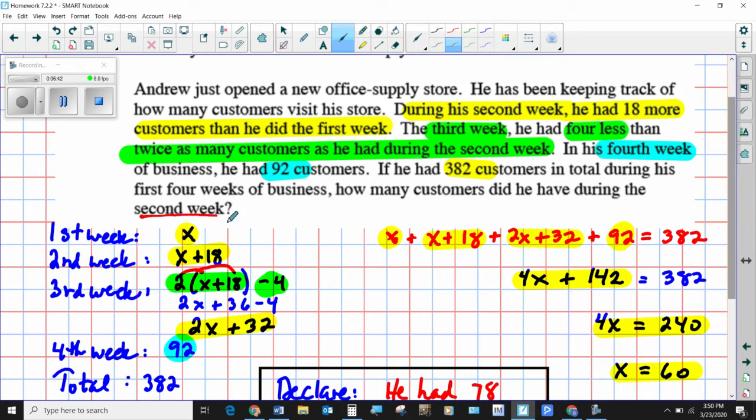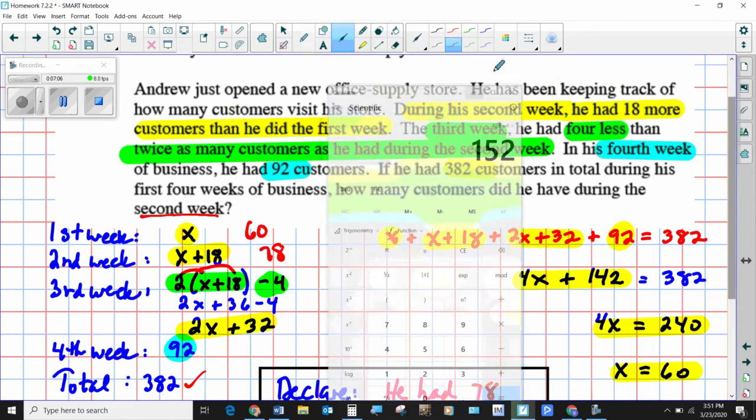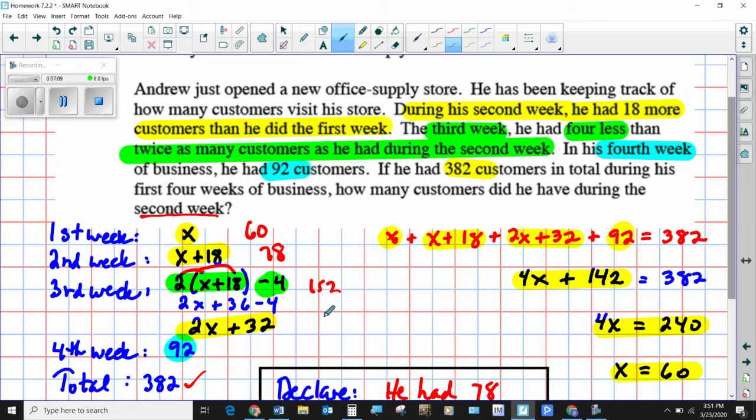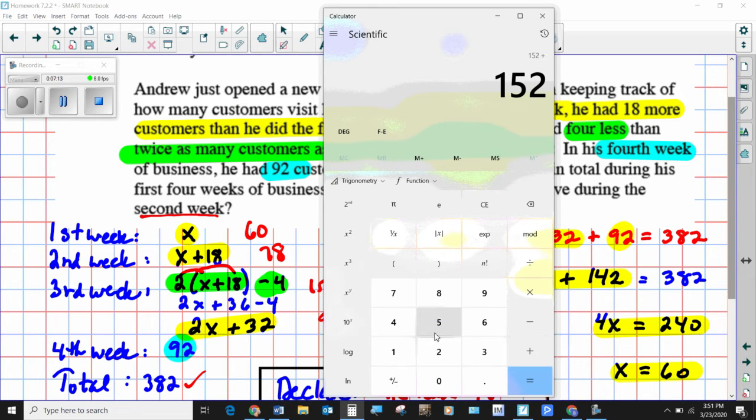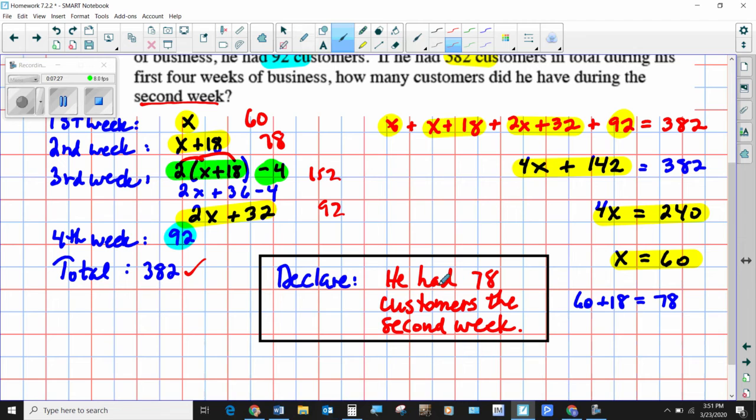We're trying to figure out how many customers there were the second week. So if this is 60, then the second week would have to be 18 more than that, which would be 78. Now, I don't want to just declare my answer as 78 without double checking that the total that I have is 382. So I'm going to go ahead and double 78 and then take away 4 from that. So 78 times 2 is 156 minus 4. It's 152 for week 3, and week 4 was 92. So let's add the 152 to the 92, add that to the 78, then to the 60, and I get 382. Yes, that's what I wanted. Now I can declare my answer for the second week. He had 78 customers the second week.